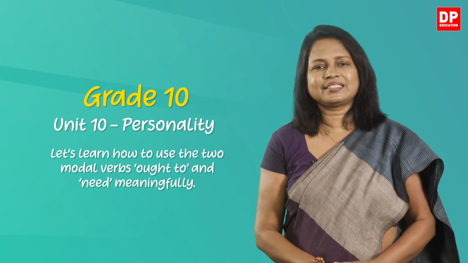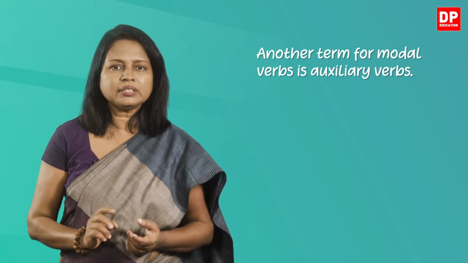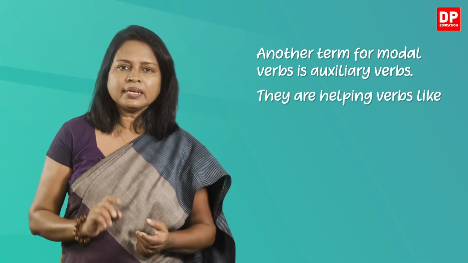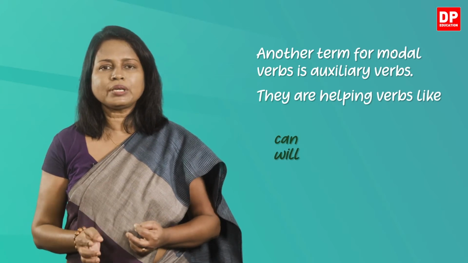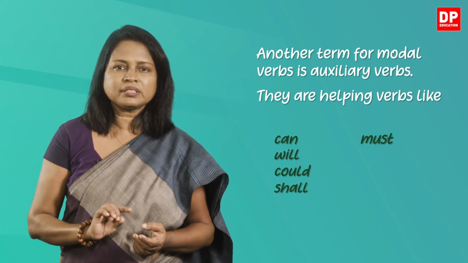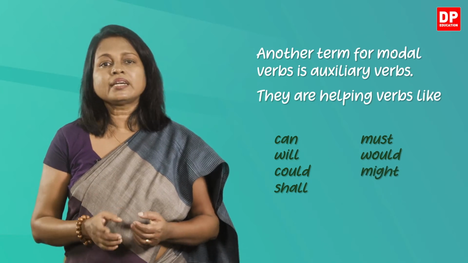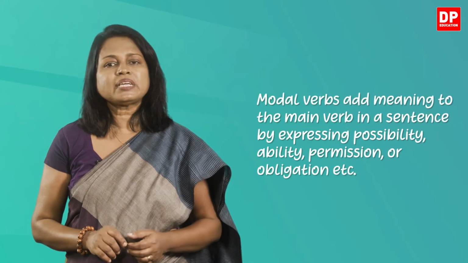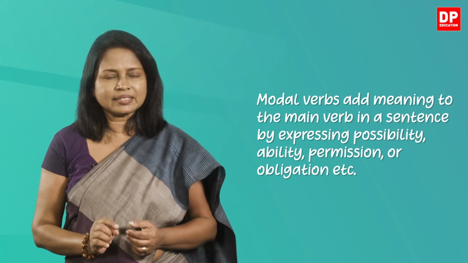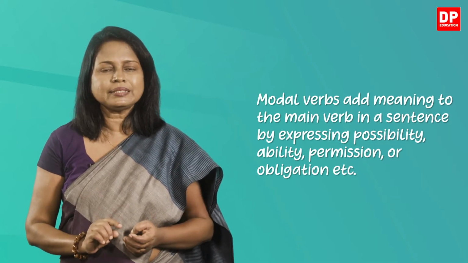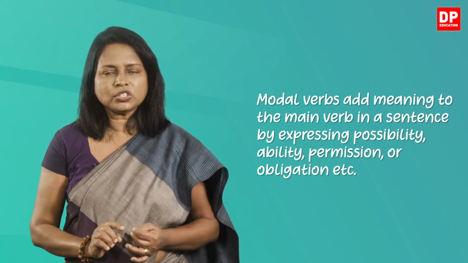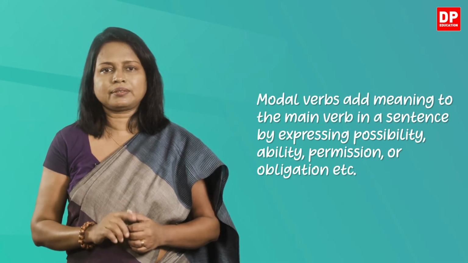Let's start the lesson. Children, ought to and need are both classified as modal verbs. Do you know what modal verbs are? Another term for modal verbs is auxiliary verbs. They are helping verbs like can, will, could, shall, must, would, might, and should. Modal verbs add meaning to the main verb in a sentence by expressing possibility, ability, permission, or obligation, etc.